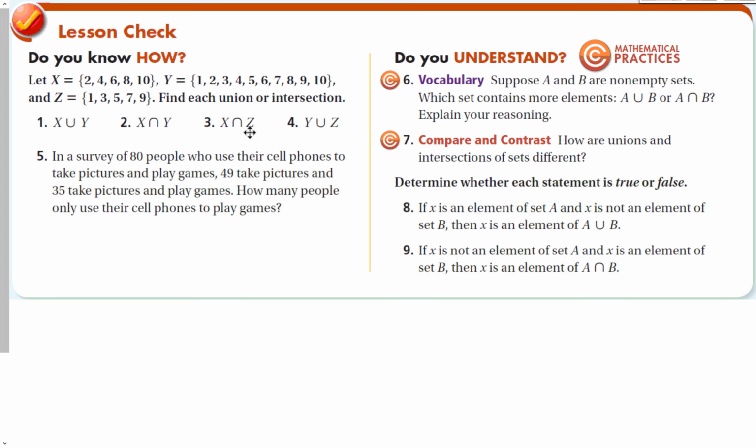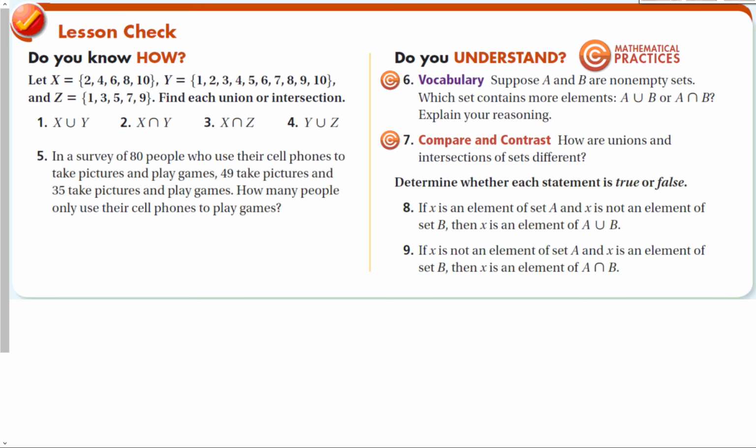However, x intersect z. If I look at x and z, that's 2, 4, 6, 8, 10, and 1, 3, 5, 7, 9. Nothing in common. So for 3, the answer is going to be the empty set, the null set. Okay? Y union z, take everything there, put it together with everything there, and we get the same thing because z is a subset of y. The answer is just y.